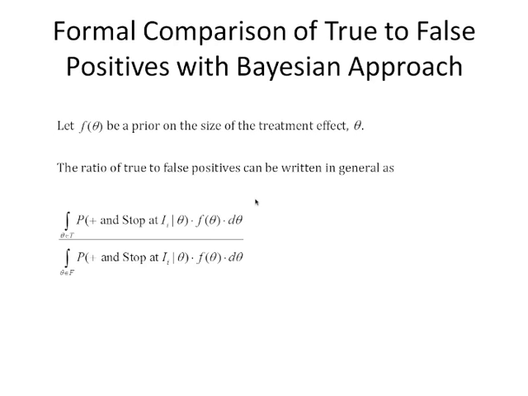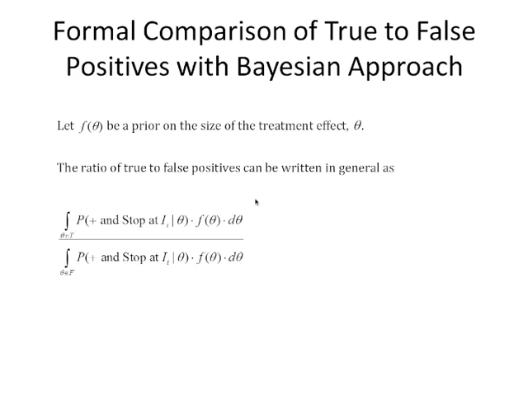Now we will undertake a formal comparison of the evaluation of a study's results using the ratio of true to false positives with the Bayesian approach to evaluating the results from a study. So first, we'll develop an expression for the ratio of true to false positives. So let f be a prior on the size of the treatment effect theta. And we can express the ratio of true to false positives, given that we have stopped at interim I, as we have here.